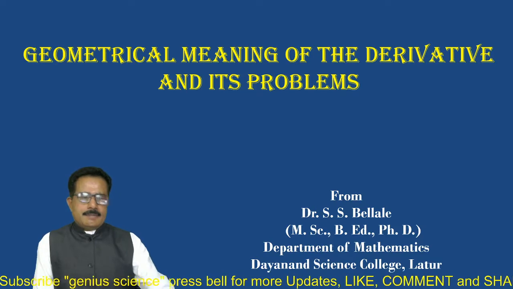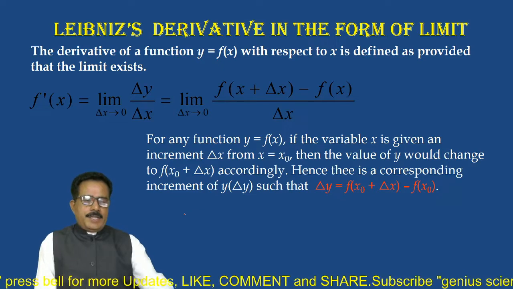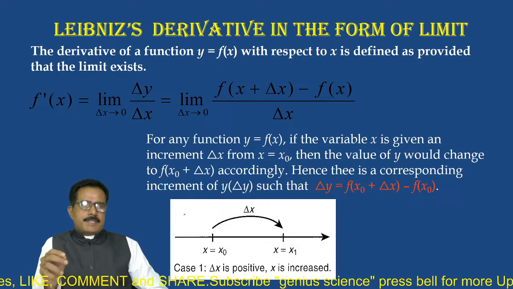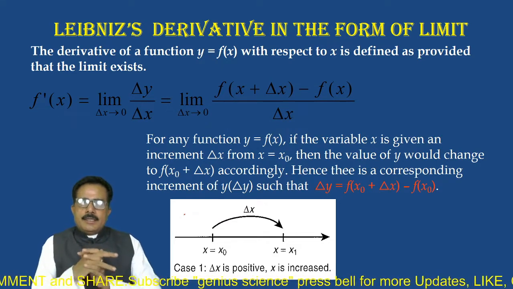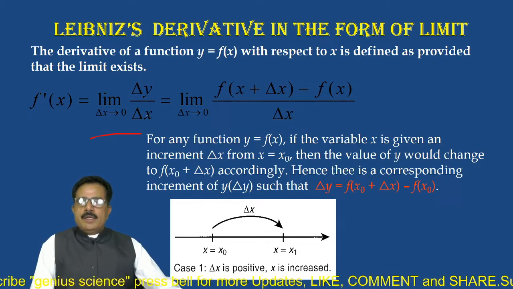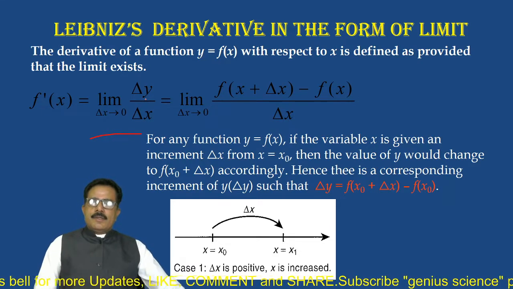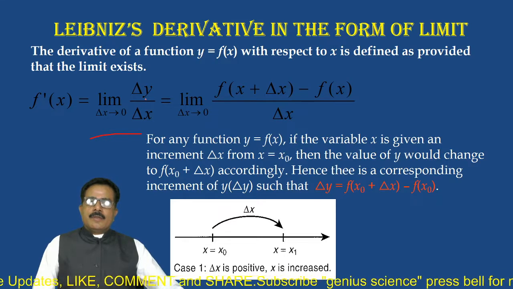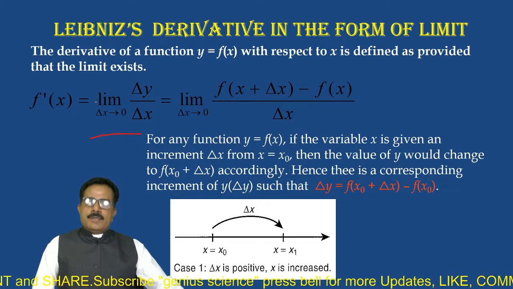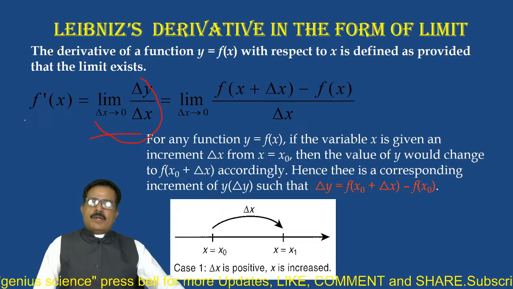Okay, let us start. In the last lecture we have seen the Leibniz definition. What is that Leibniz definition? If delta x is a small increment in x, and similarly delta y is the corresponding increment in y, then the limit of delta y by delta x, as delta x tends to 0, if this limit exists, is the derivative of y with respect to x, or f dash of x.